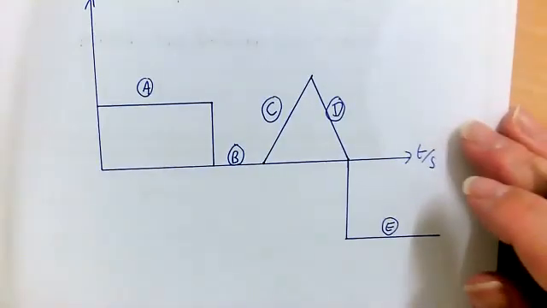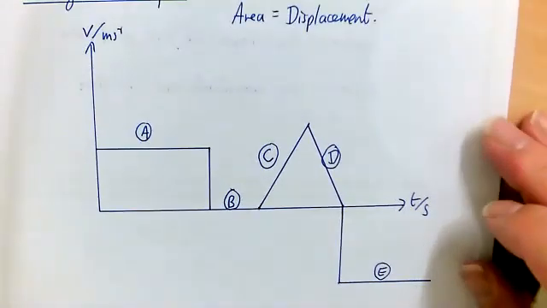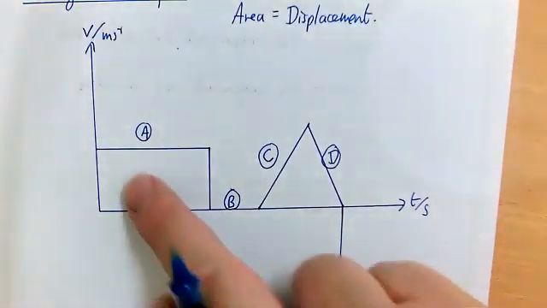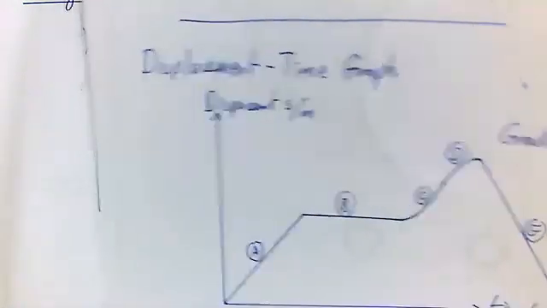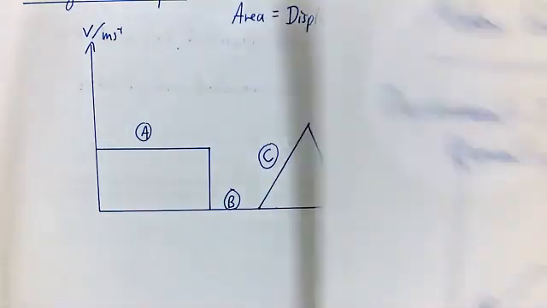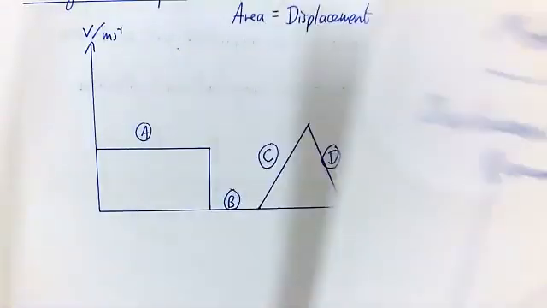So you can represent motion quite happily with a velocity time graph, but you just got to remember that whatever shape the velocity time graph has, it's the gradient of a displacement time graph. These two graphs represent the same journey.